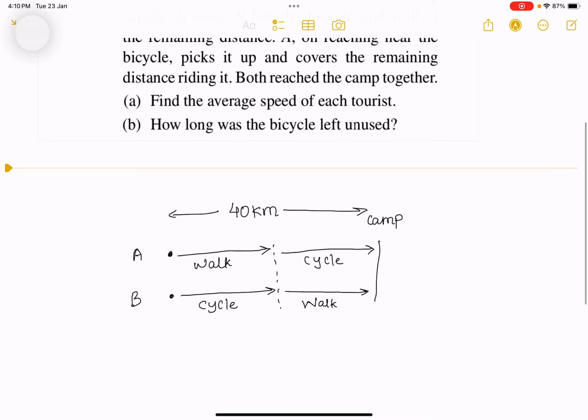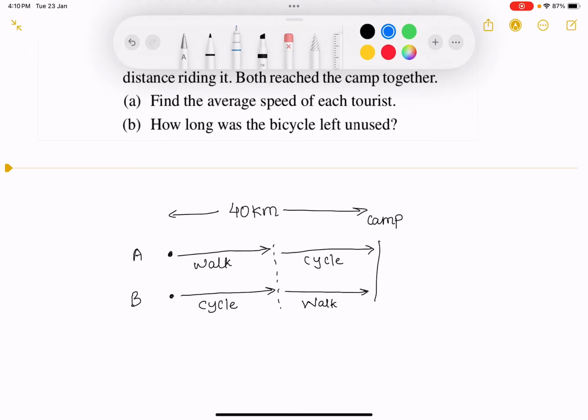Both A and B will reach the camp together, which means that the total time of journey for A and B has to be the same. If the total time of journey of A and B has to be the same, that means both of them will cycle for half the time and walk for half the time. That way their total time will be the same. Total cycling time for A will be the same as cycling time for B. Walking time for A will be the same as walking time for B. So they will go to midway. B will cycle for 20 kilometers and walk for 20 kilometers. A will also walk for 20 kilometers and then cycle for 20 kilometers.